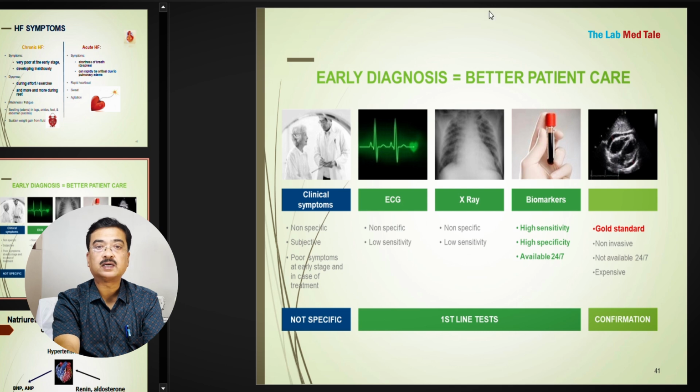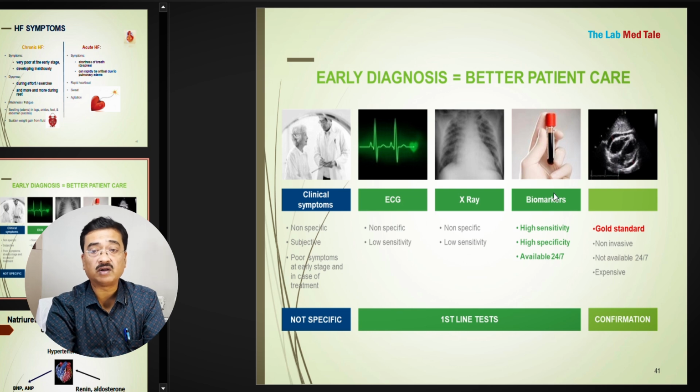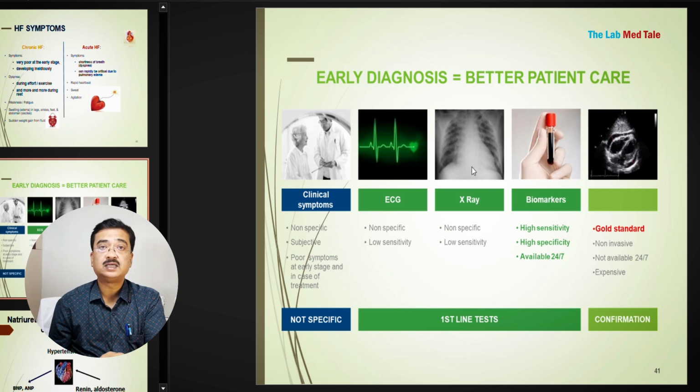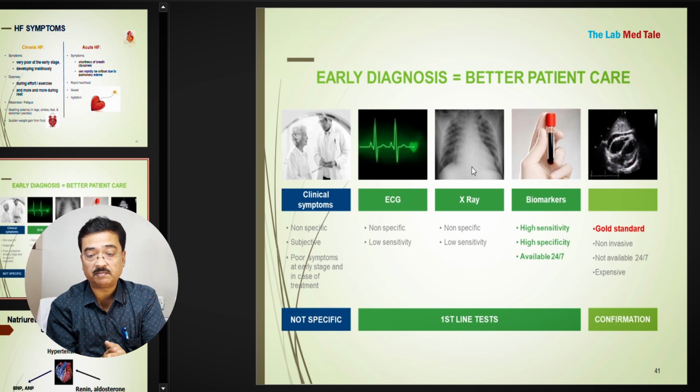But only two things have been specific. One is a biomarker, NT-proBNP, as we talked about. And second, the gold standard is echocardiogram. Again, I am saying it is available in as low as 1% of the treatment cases. Echocardiography is available in the emergency department. So, the majority again, you have to depend on your biomarker, that is NT-proBNP.